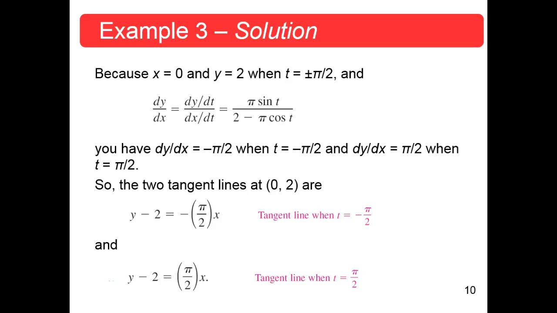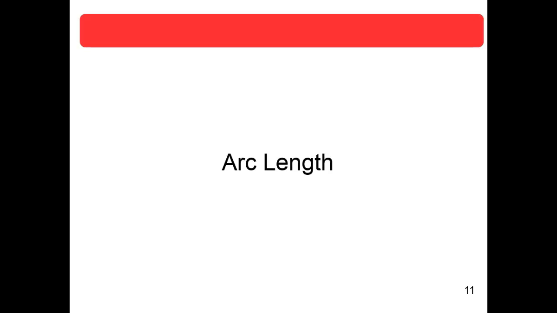And that's how they leave the equations of the line, which is what I would not do. I'd say y is equal to negative pi halves x plus 2, and y is equal to positive pi halves x plus 2. But bizarre, they left it in these forms. All right, next we're going to look at arc length.